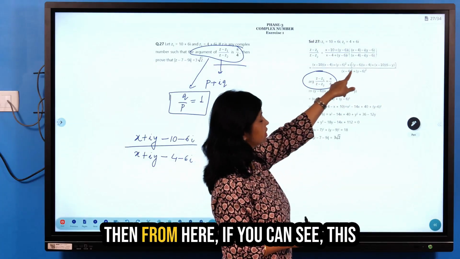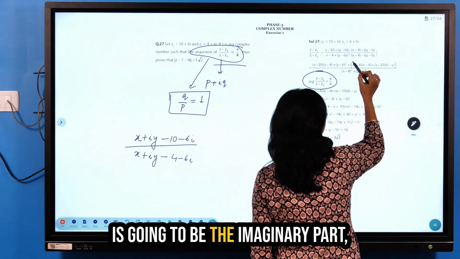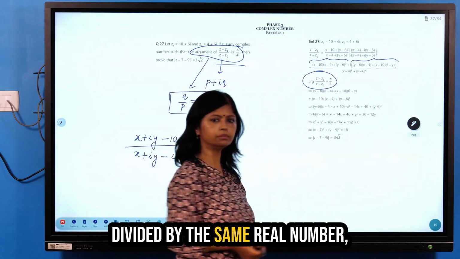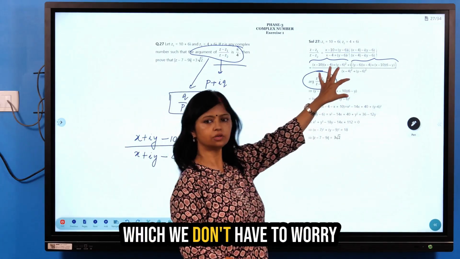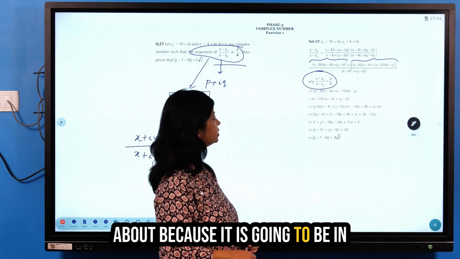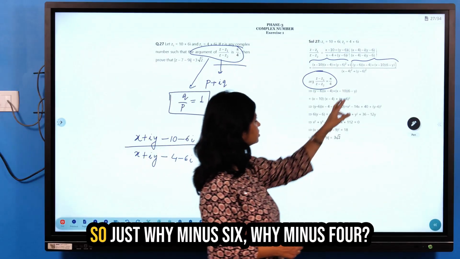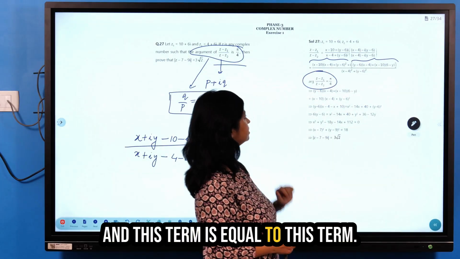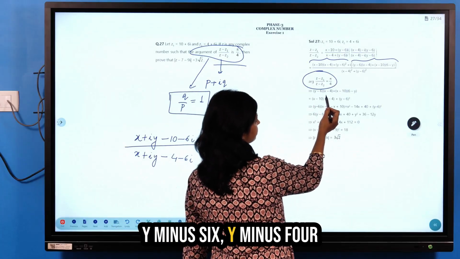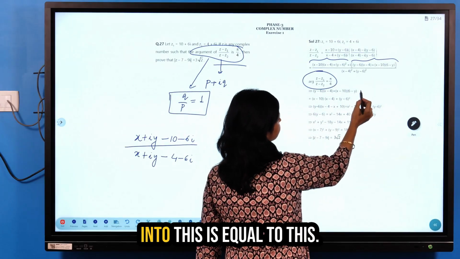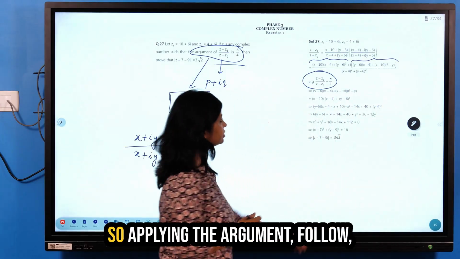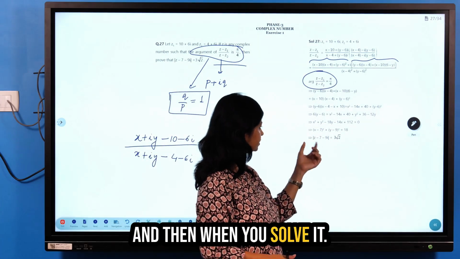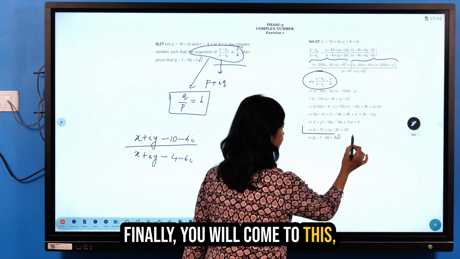From here, you can see this is going to be the imaginary part and this is going to be the real part, divided by the same real number, which we don't have to worry about because it is going to be in both numerator and denominator. So just y minus 6, y minus 4, and this term is equal to this term. Applying the argument condition, and when you solve it, finally you will come to this.